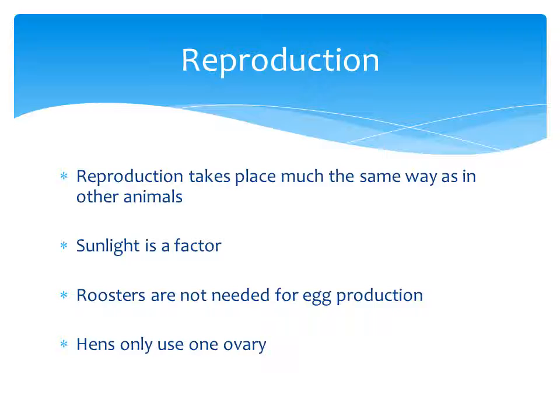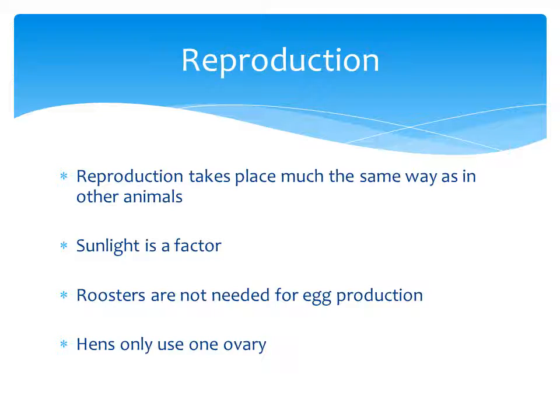Again, roosters are not needed for egg production. They are needed for the fertilization process to occur, but a chicken will lay upwards of 250 eggs, depending on the variety of chicken, within a year. That's almost an egg every day, considering it takes just over 24 hours for an egg to develop. That's not a lot of time, but we'll talk more about that here in just a second.